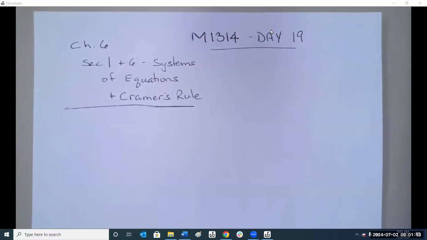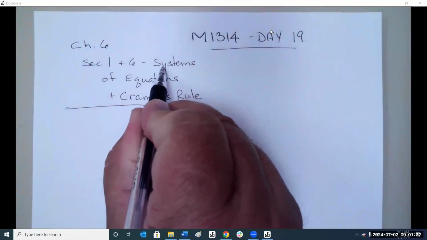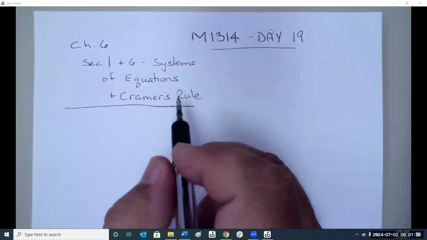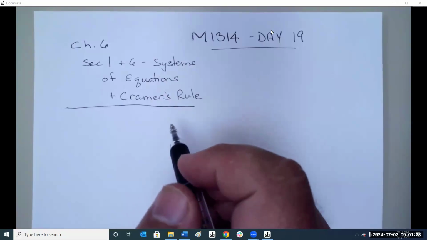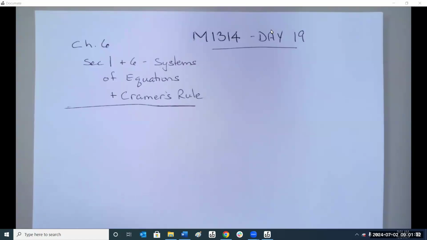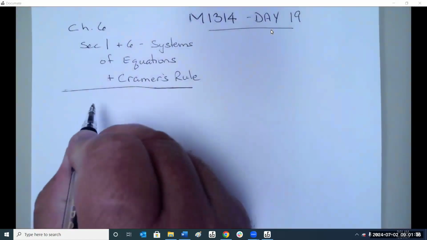What we're going to look at in this chapter, there are two sections, are addressing something called systems of equations. We're going to learn four different methods of solving them. The last one is called Cramer's rule, which is the one that I like to use. And first, let's define what is a system.